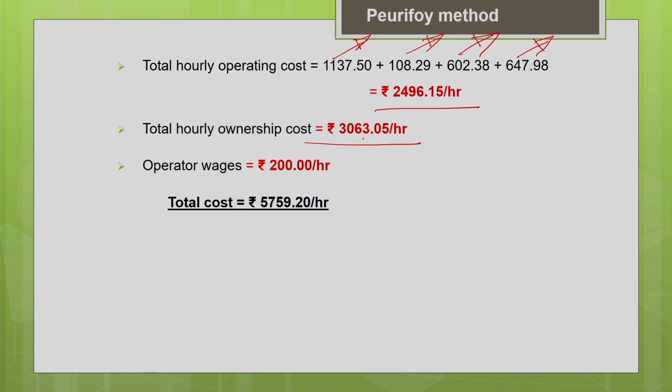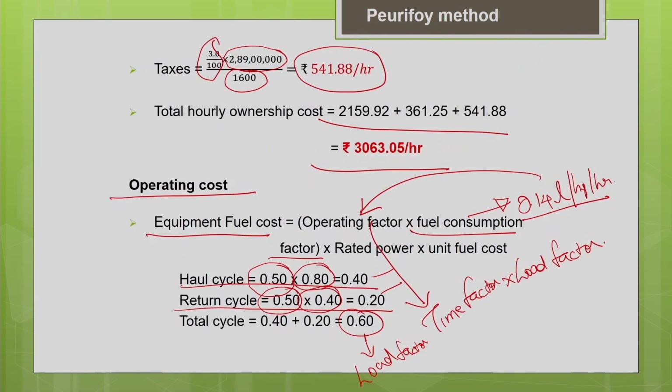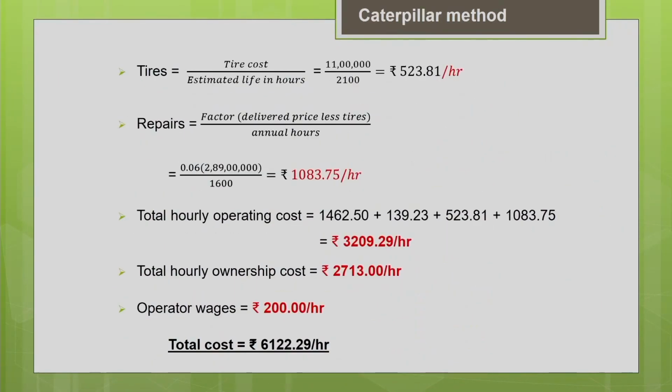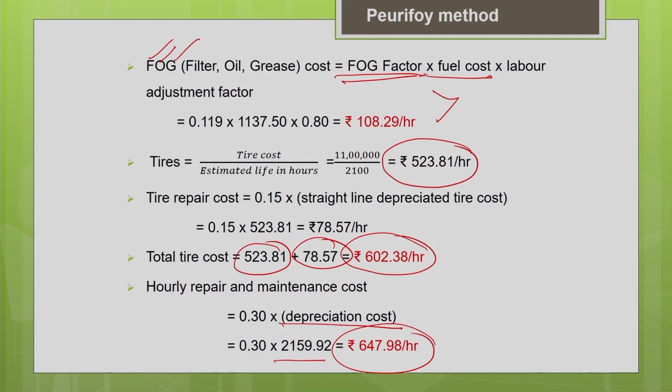So already we have estimated the total hourly ownership cost. You add both ownership and the operator wages, which is given as 200 rupees per hour in that particular place. So it varies from region to region. Okay. So when you add all these three, we can get the total cost of the equipment as 5759.2 per hour. So using the present value approach, particularly using the time value concept, we have derived the value as 5759.2. So earlier in the Caterpillar method, I think the assumptions were different and the value derived was 6122.29.